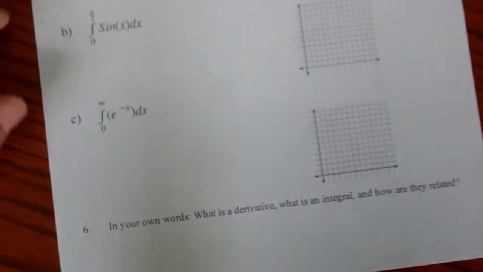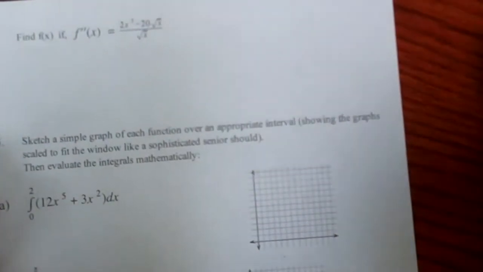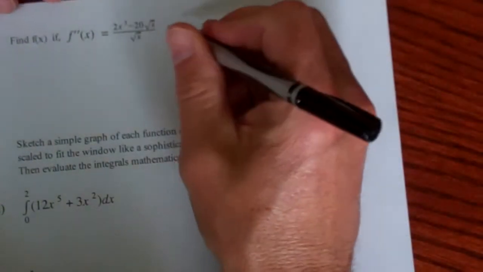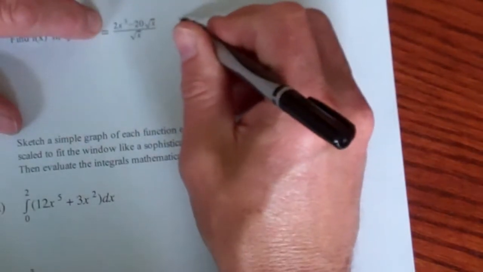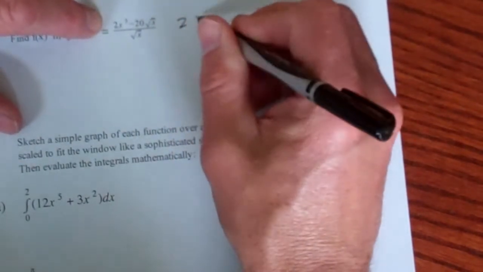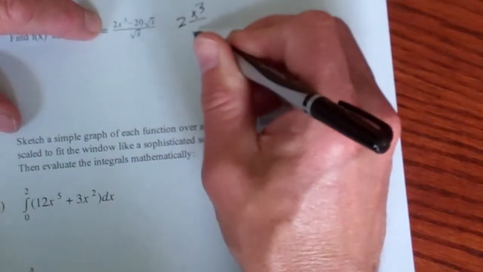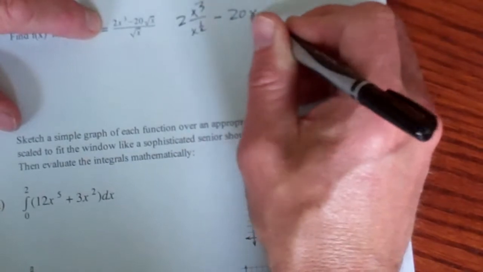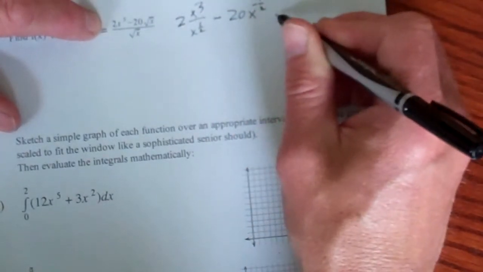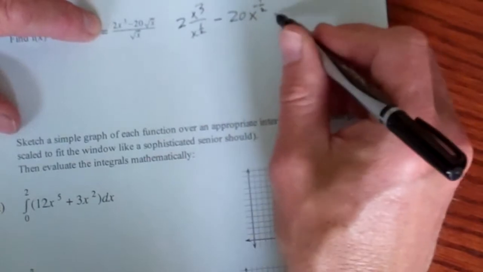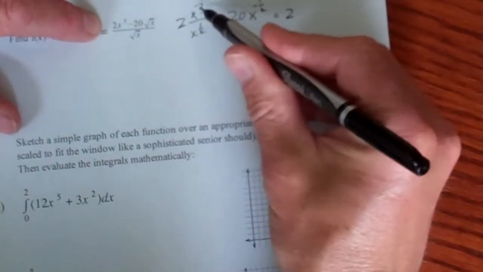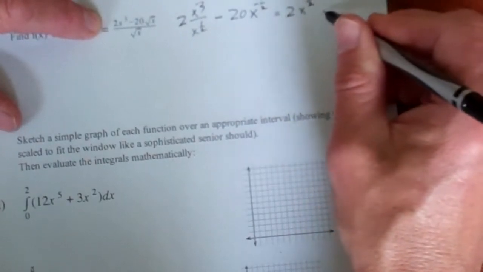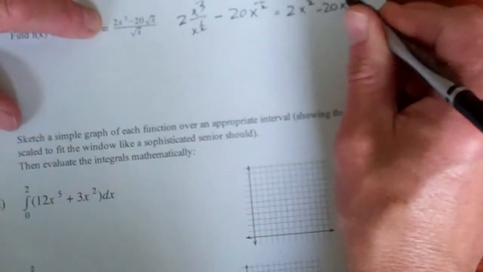All right. So here we've got find the second derivative of f of x. It's like we did in class today. We're going to break this into 2, and then we've got x to the third over x to the 1/2 minus 20 x to the minus 1/2, and I will then simplify this one, so it's x to the 3 minus 1/2, which is x to the 5/2, minus 20 x to the minus 1/2.